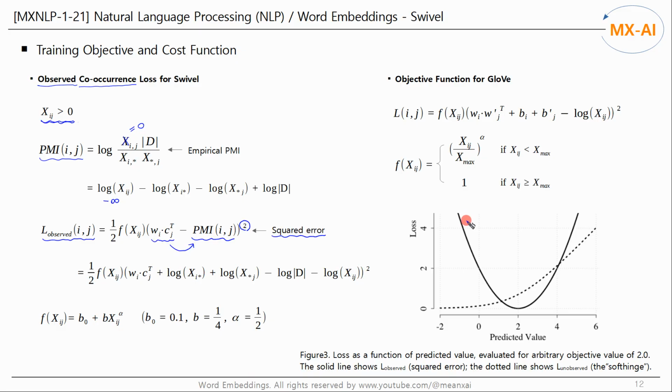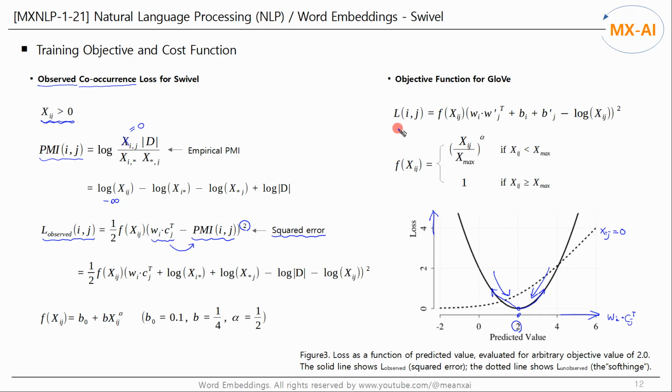Because this is a squared error loss, we get the familiar U-shaped curve shown as the solid line in this figure. The horizontal axis represents the predicted value, which is the dot product of the two embedding vectors. The vertical axis represents the loss. In this example, the actual PMI value is 2.0. When the predicted value is 2.0, the loss is minimized. As the prediction moves farther away from 2.0, the loss increases. So the observed loss essentially says move the prediction toward the observed PMI. The dotted line in this figure represents the loss for the other case, where xij is 0. We'll come back to that loss shortly.